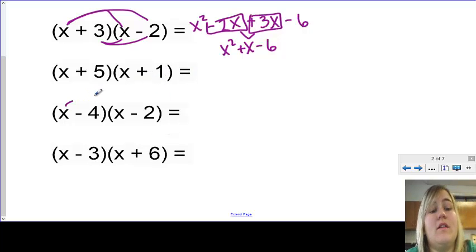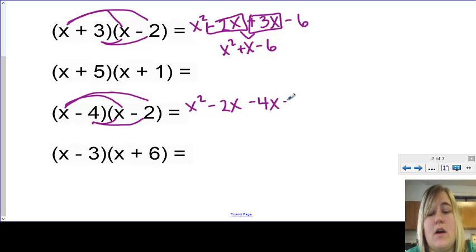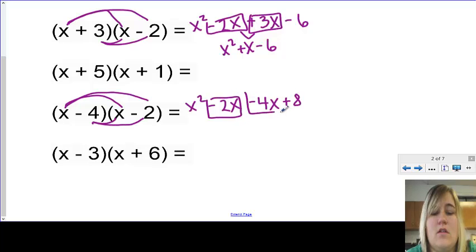So we're going to FOIL again. First, outside, inside, last. First times first is x squared. Outside times outside is x times negative 2, so I get negative 2x. Negative 4 times x is negative 4x. And negative 4 times negative 2 is a positive 8. Combine like terms again. Negative 2x minus 4x is negative 6x. Bring down my plus 8 and my x squared.